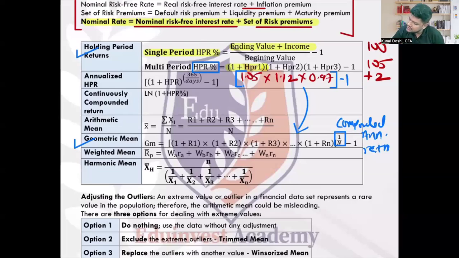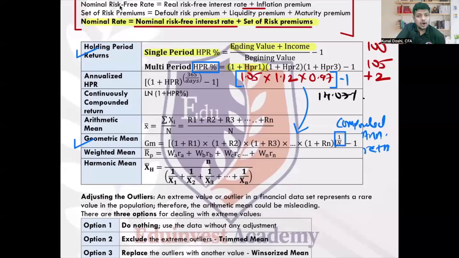Yes, answer for this. Everyone. 1.05 into 1.12 into 0.97, minus 1. Are you getting 1.1407? That is, when you do minus 1 into 100, you should get 14.07. Everyone is getting 14.07. Check. So 14.07, guys, is the total return of 3 years.